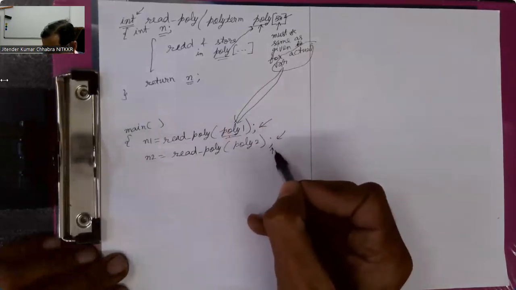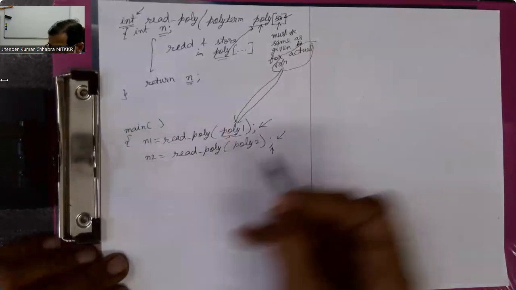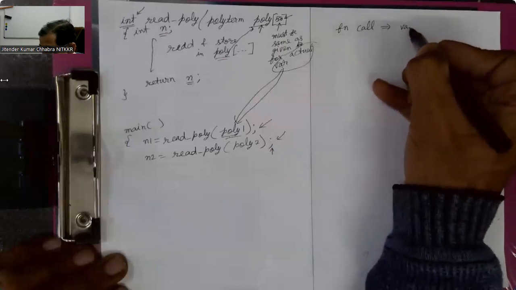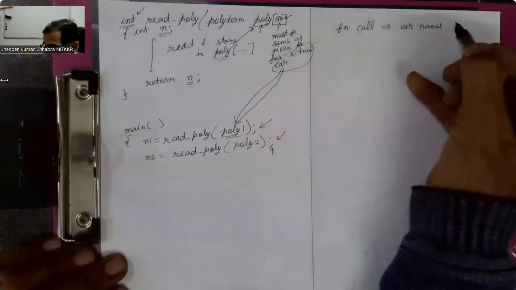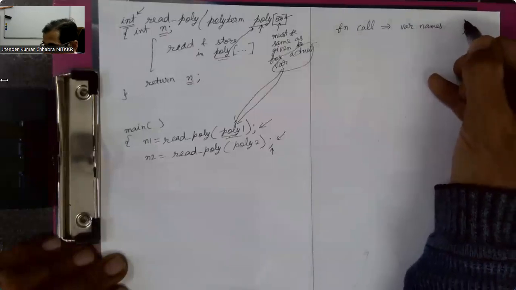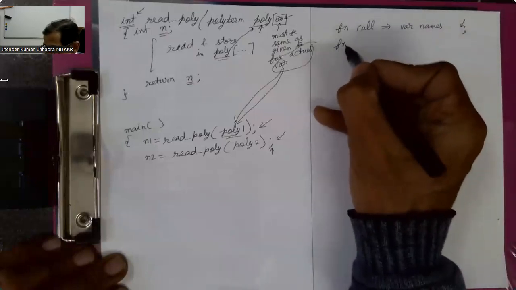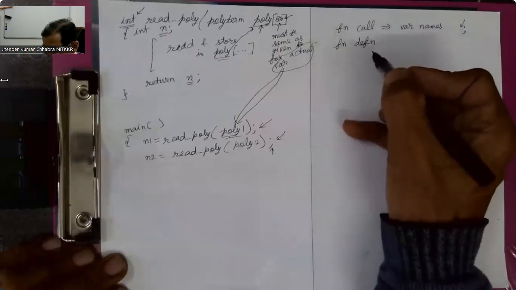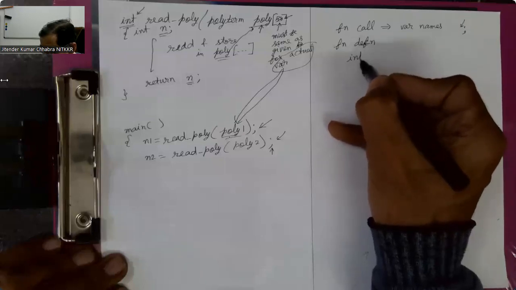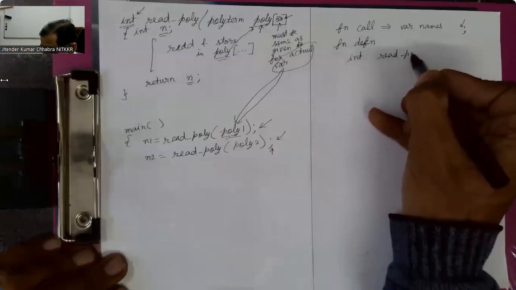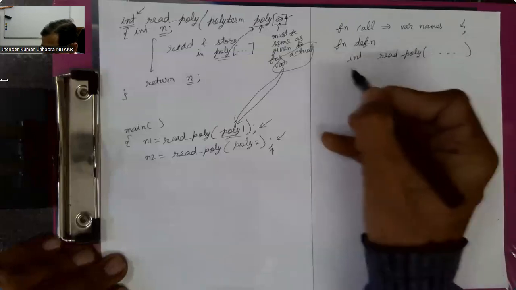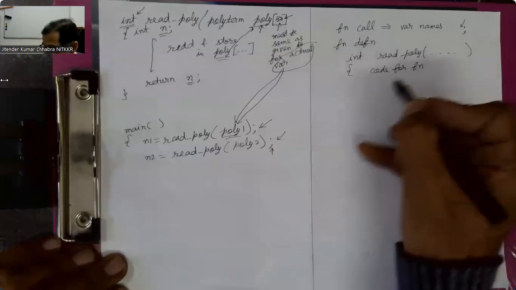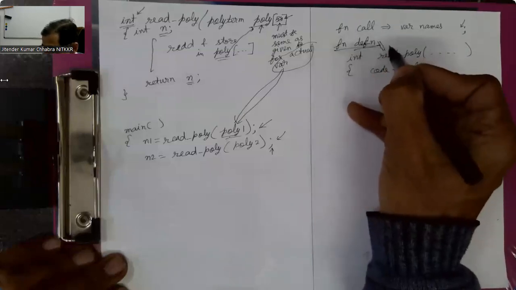Again, note down, in the call, there is a semicolon. So when you have a function call, effectively only variable names, no data type, and a semicolon also at the last. Then we call it a function call. Function definition means something like int read poly, something written here, and the code for the function also written. This is called function definition.